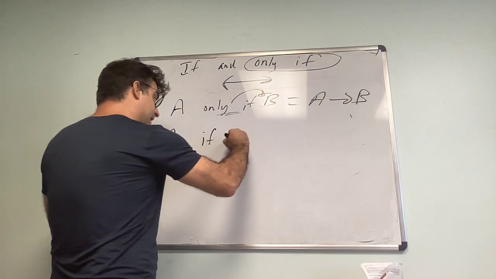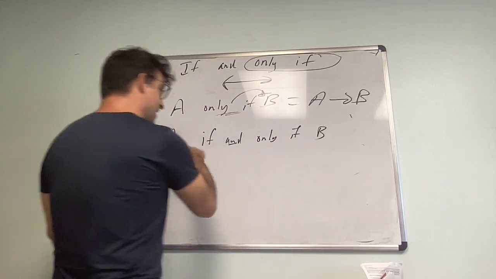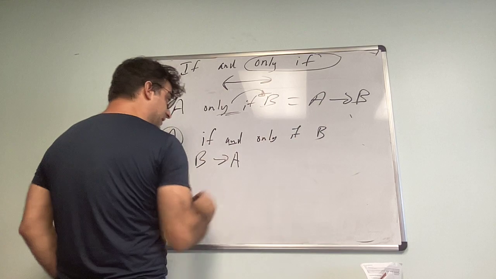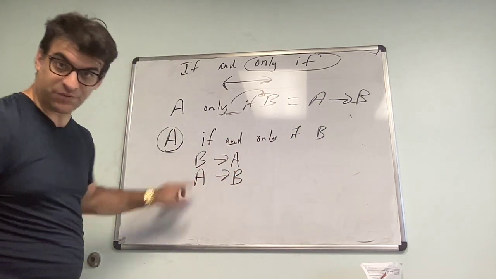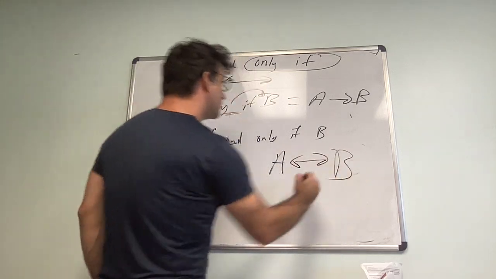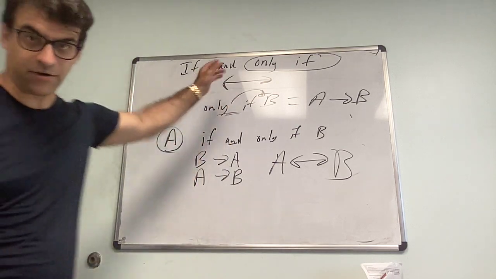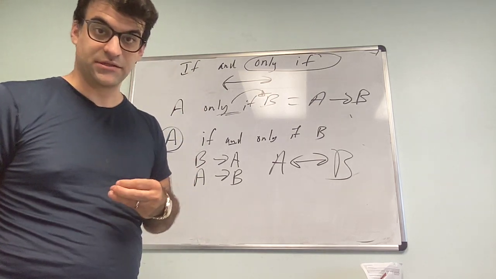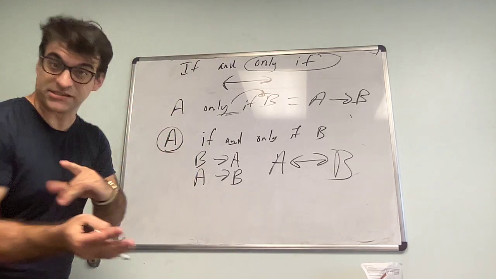A if and only if B means A if B, which is B arrow A, but also A only if B. A has to have B, so A implies B. So each implies the other, which is A double bar B. Okay? If and only if, I'm calling it double bar, double arrow. If and only if together is the double bar. Okay? That says necessary and sufficient.